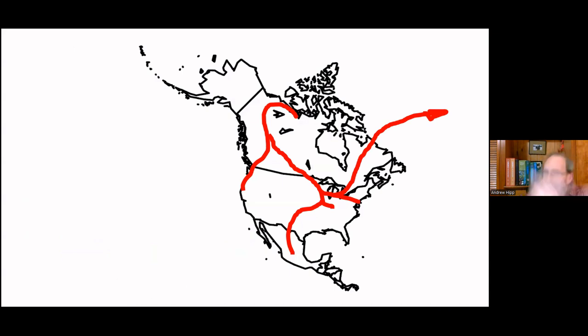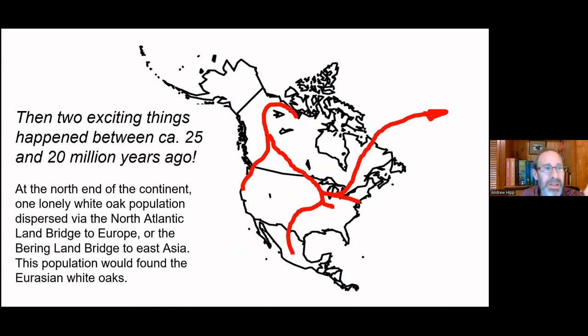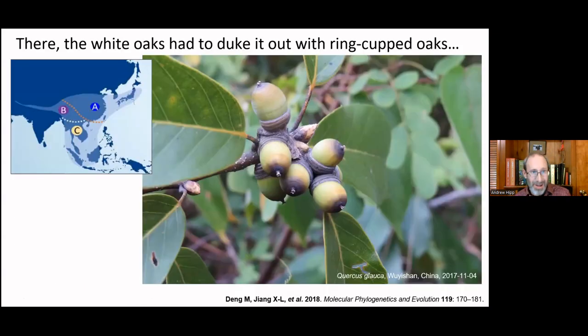Now, okay, so that's North America by 23 million years ago. But two exciting things happened between about 23 and 20 million years ago. At the north end of the continent, one population of white oaks moved back to Eurasia, either east across the North Atlantic land bridge, some molecular data suggest that, or west across the Bering land bridge, some fossil data suggest that. This population would found the Eurasian white oaks.